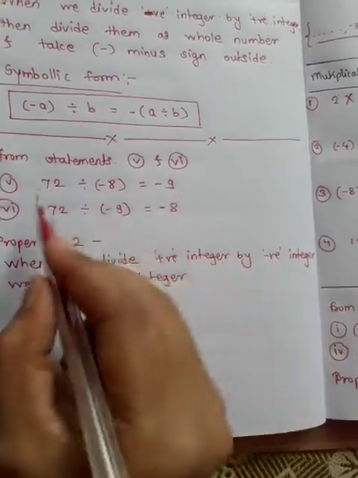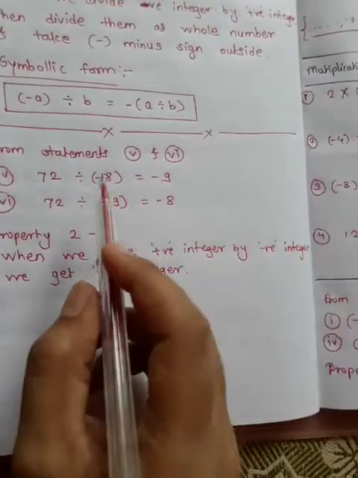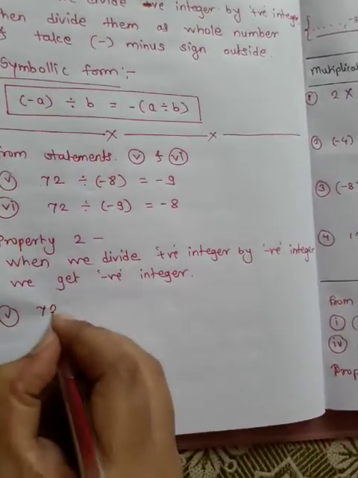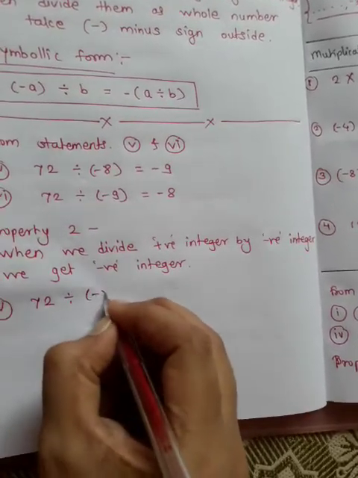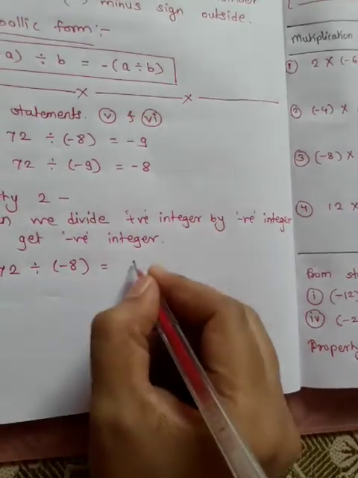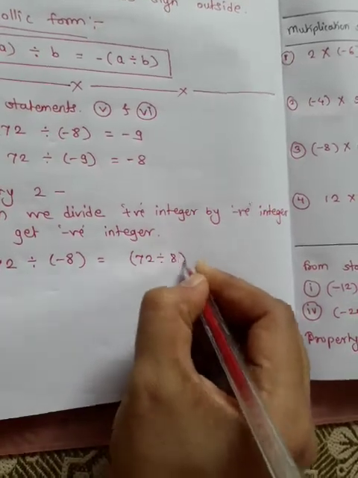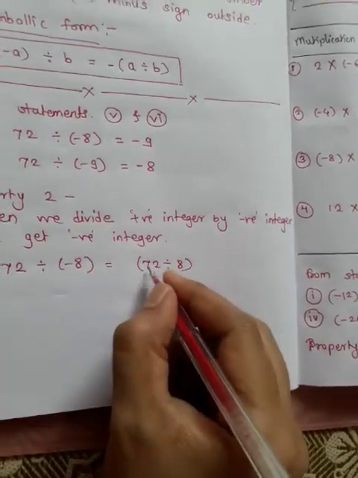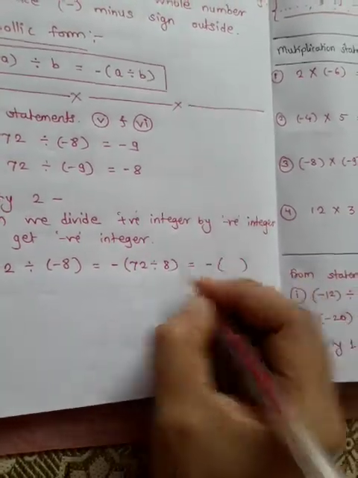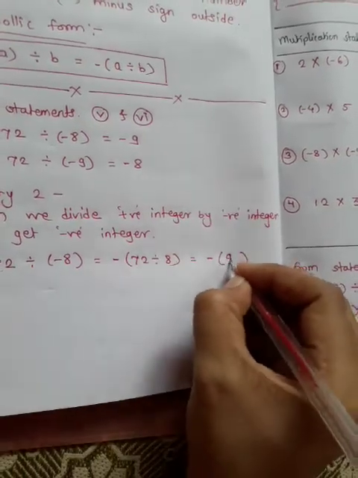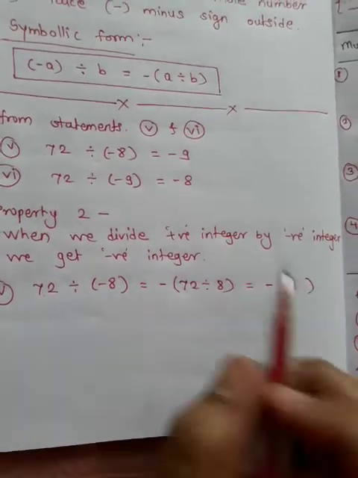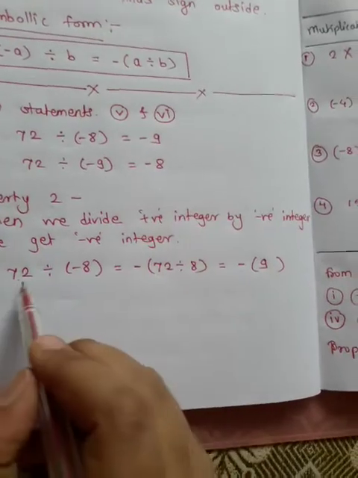Okay, this statement we have got from the table, but what will we do when we do actual division? So again I take this statement. While doing actual division, what do we have to do? First divide them as whole numbers, meaning 72 is a whole number, 8 is a whole number, and take the minus sign outside. And 72 upon 8 is 9. So 72 divided by minus 8 gives you minus 9. This is from the table and this is from actual division.